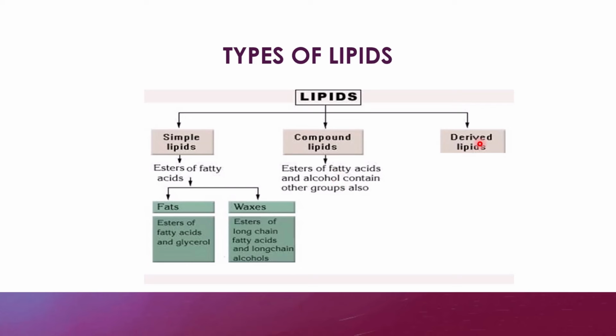The last is the derived lipids. Derived lipids are derivatives or substances obtained by the hydrolysis of either a simple lipid or a compound lipid. We'll be taking them in the next slides and looking at them in detail.